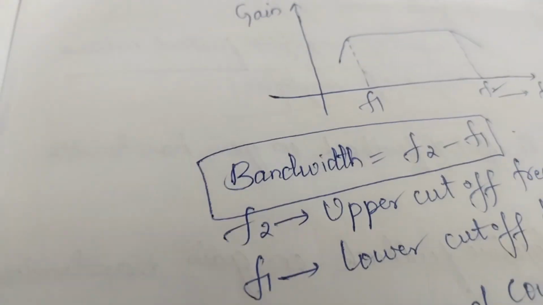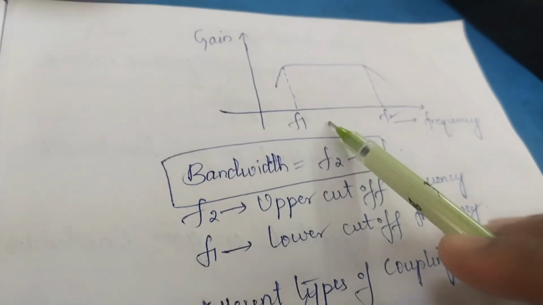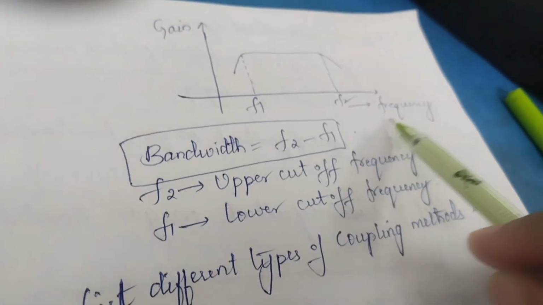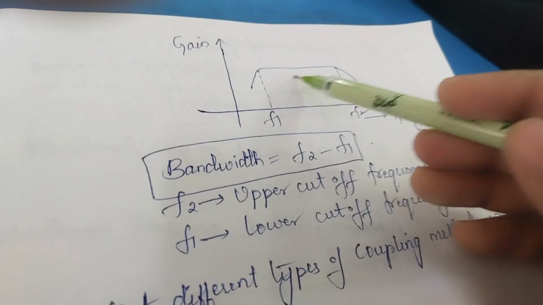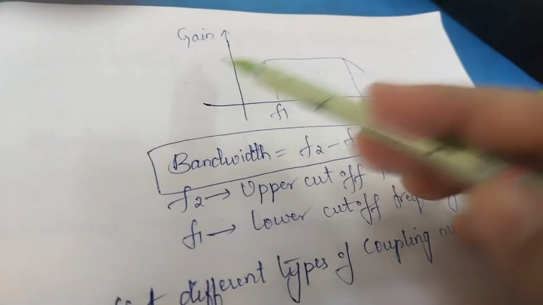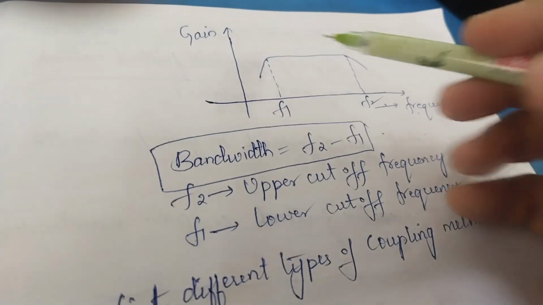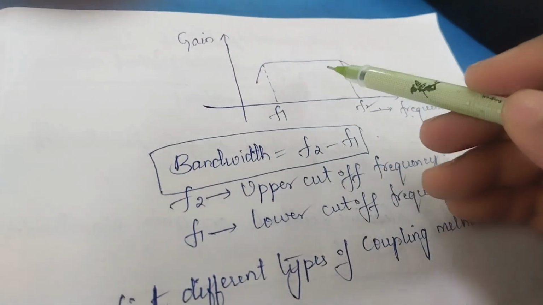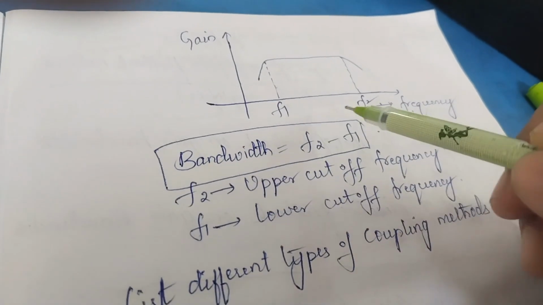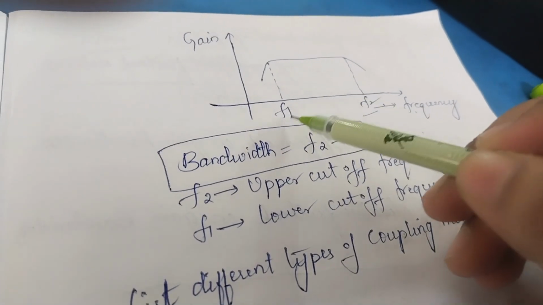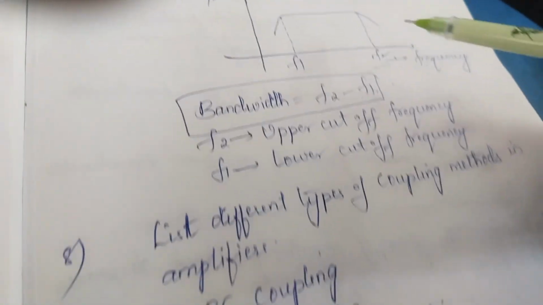So you have to draw this diagram whenever a bandwidth question is given. On the x-axis we take frequency, on the y-axis we take gain. This is the general graph of gain versus frequency. This is the lower cutoff frequency f1 and this is the upper cutoff frequency f2, and from this the bandwidth is given by the difference between the upper cutoff and lower cutoff, that is f2 minus f1.